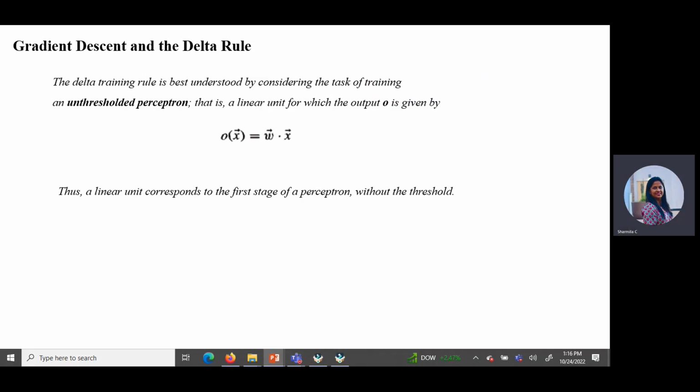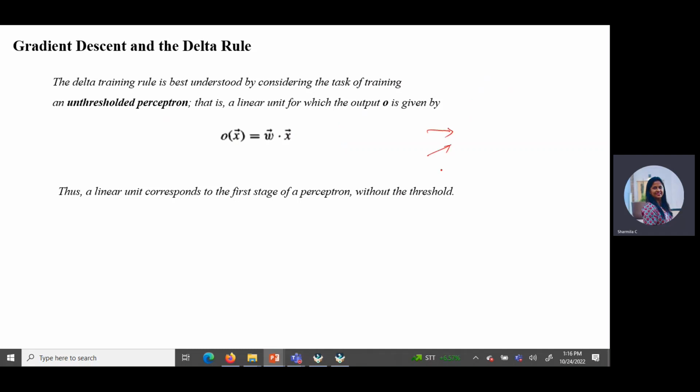Gradient descent and the delta rule. The delta rule is best understood by considering the task of training an unthresholded perceptron, that is, the linear unit for which the output O is given by this expression, where x represents the input vector and w the weight vector. So gradient descent or the delta rule works well for the unthresholded perceptron. The unthresholded perceptron is nothing but the linear unit.